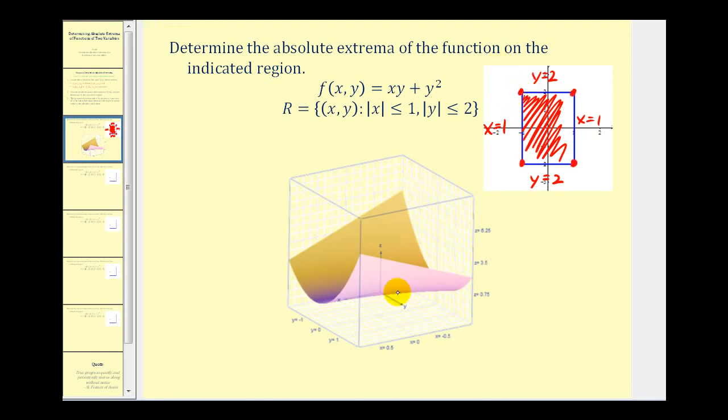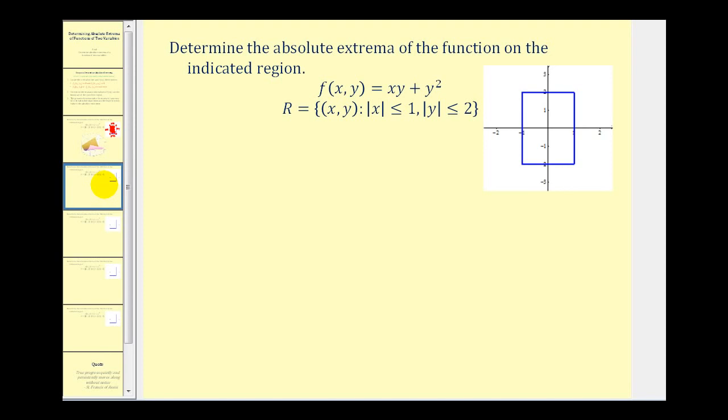And here we see the graph of the surface on the defined region. And again, the highest point would represent the absolute max. The lowest point would be the absolute minimum. Let's go ahead and work through this example. So the first step is to find the critical points.